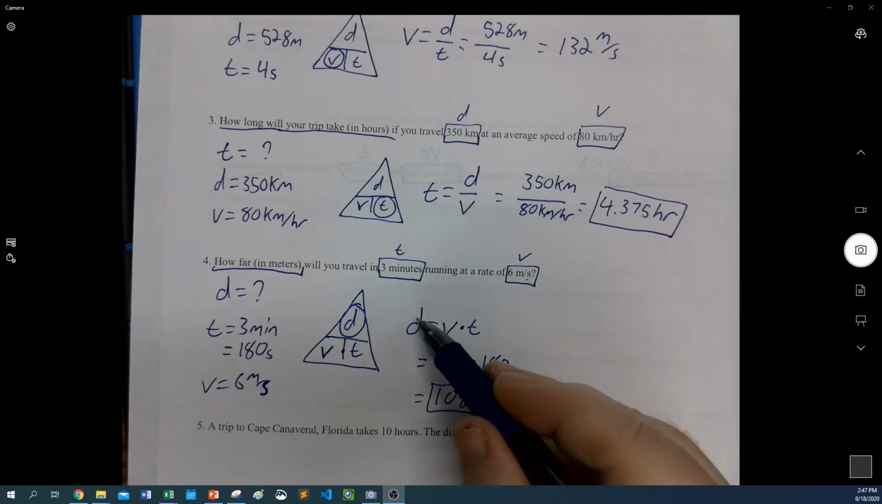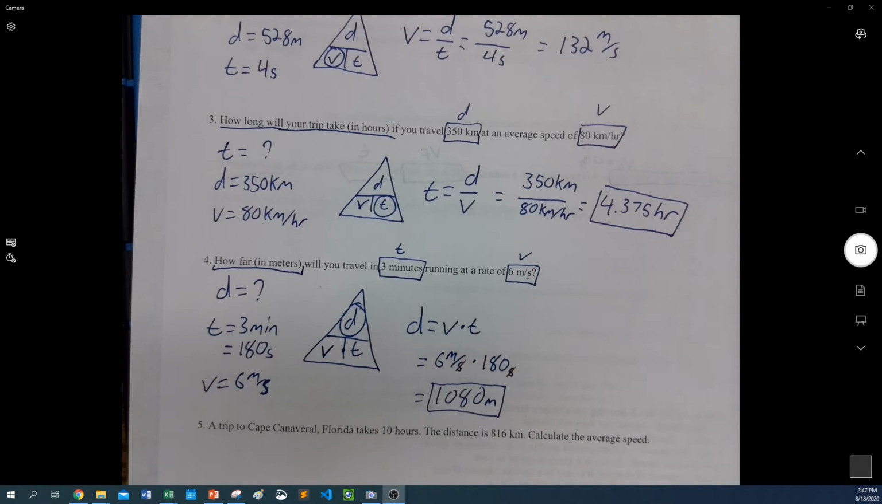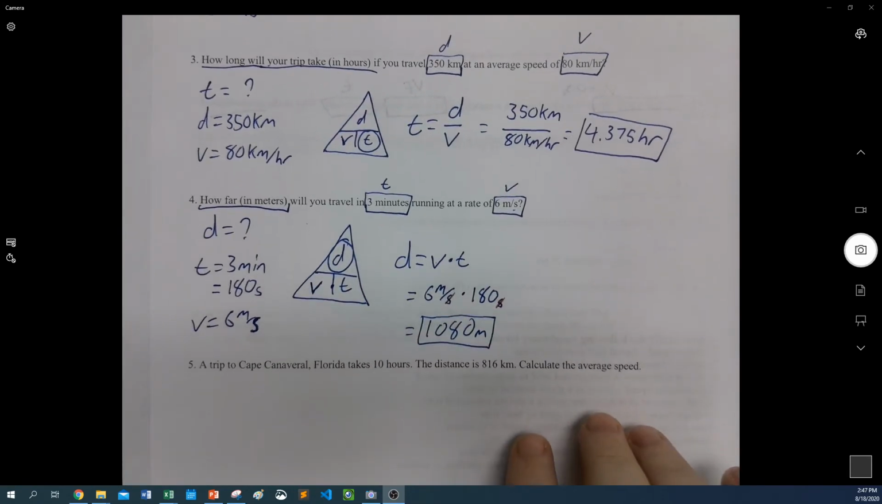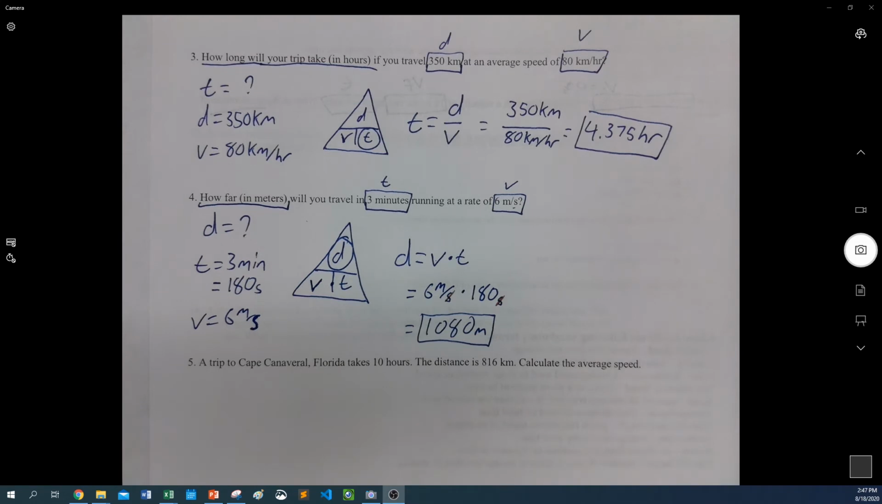Did y'all at least get the equation right? You have to pay attention to units. If you leave units off or don't pay attention to units, you get the whole answer wrong. So do number 5.